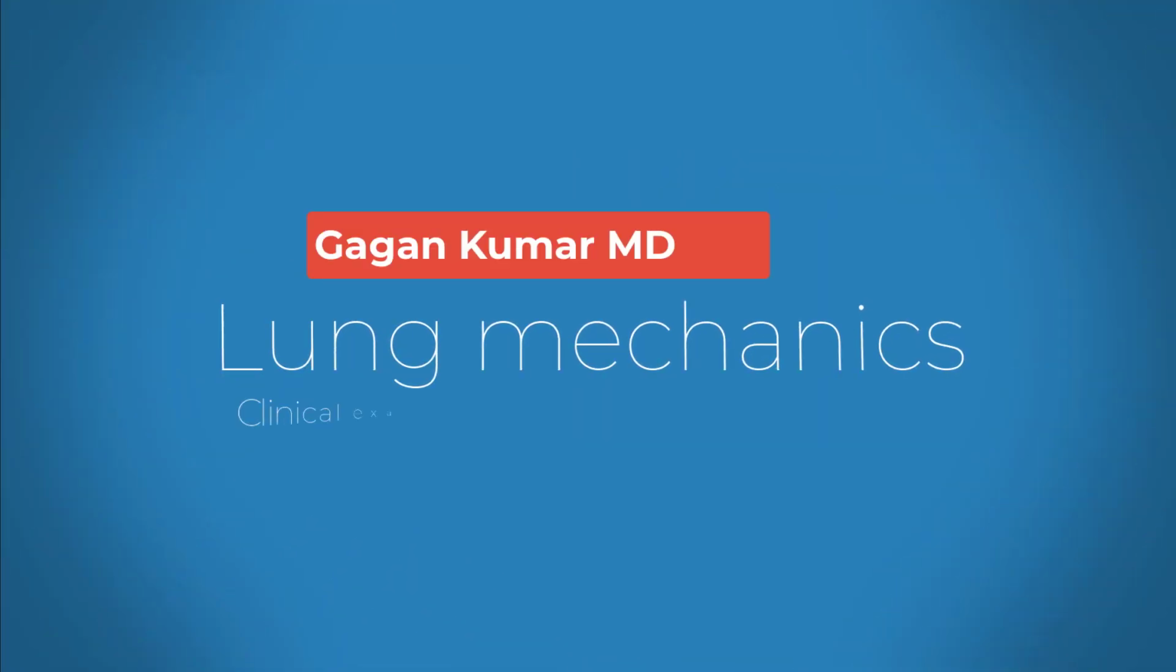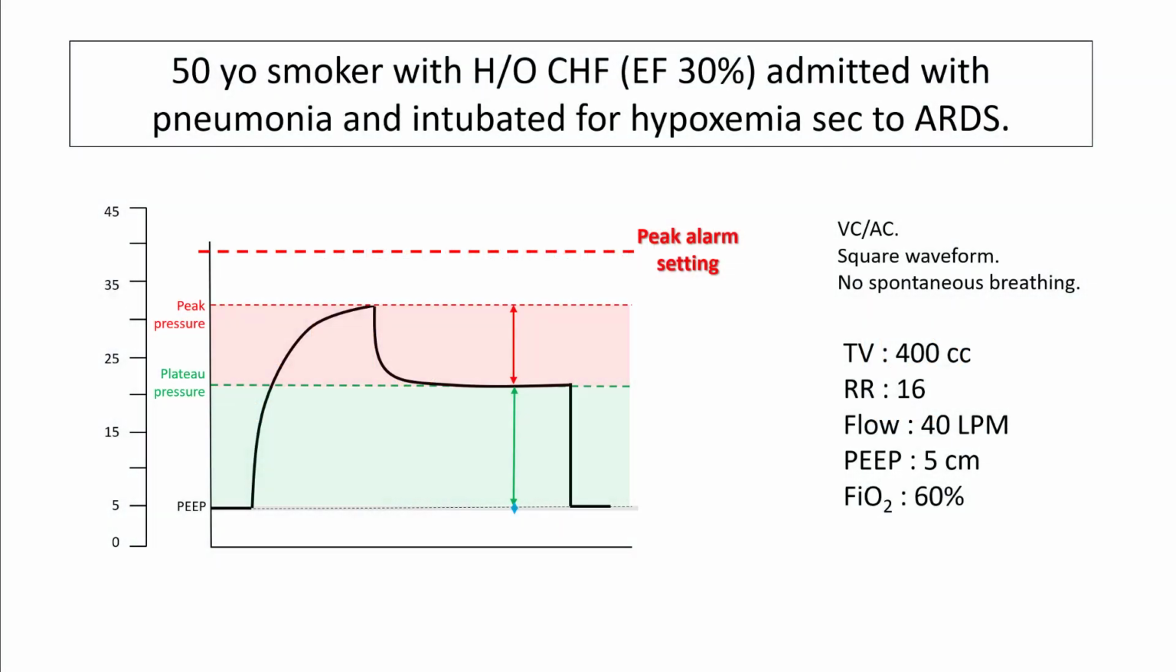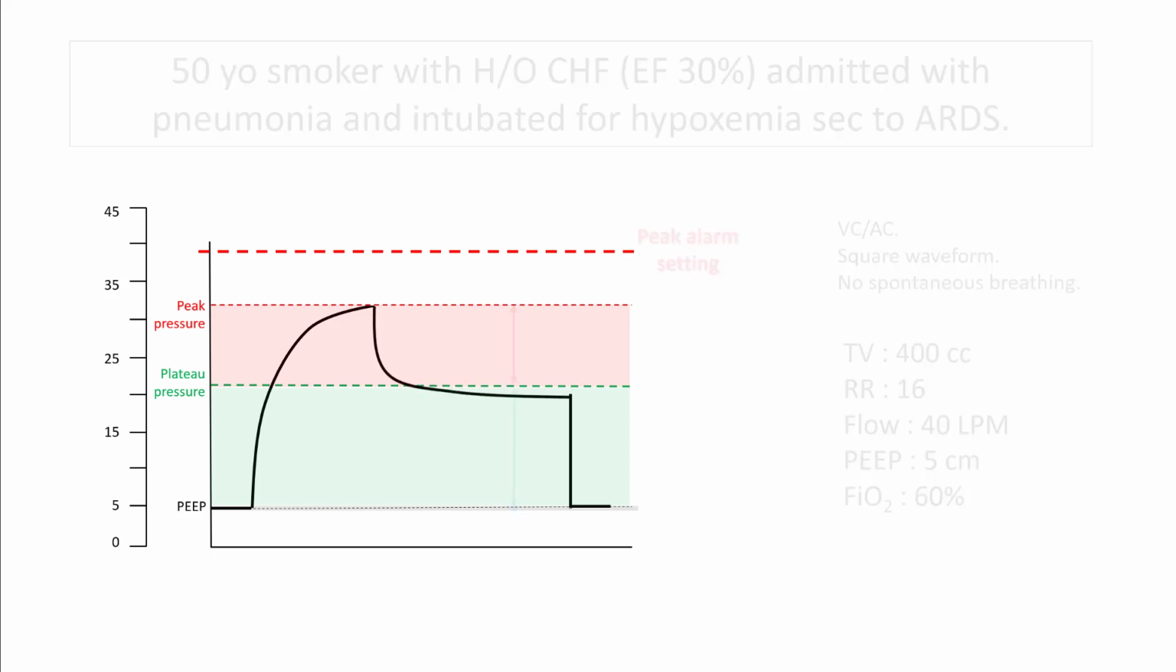Hello everyone, today we'll be doing some clinical examples and we'll see how to use peak and plateau pressures in your patients. So we have a 50-year-old smoker with history of heart failure, pneumonia and intubated for hypoxemia. These are his vent settings. His PEEP is at 5, his plateau seems to be 16 and peak pressure seems to be around 32.